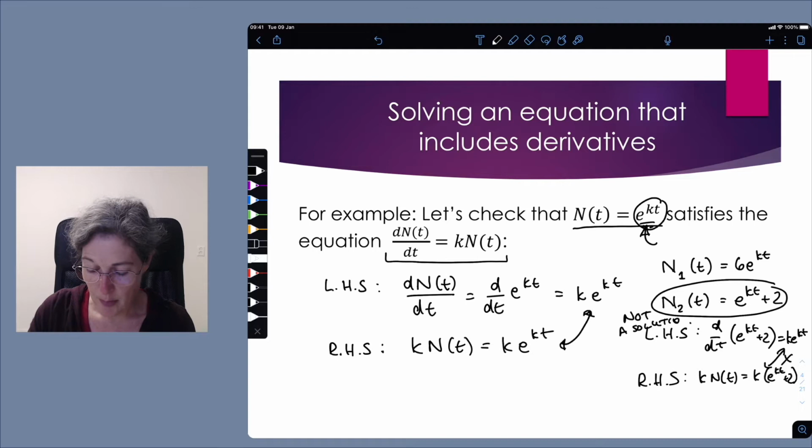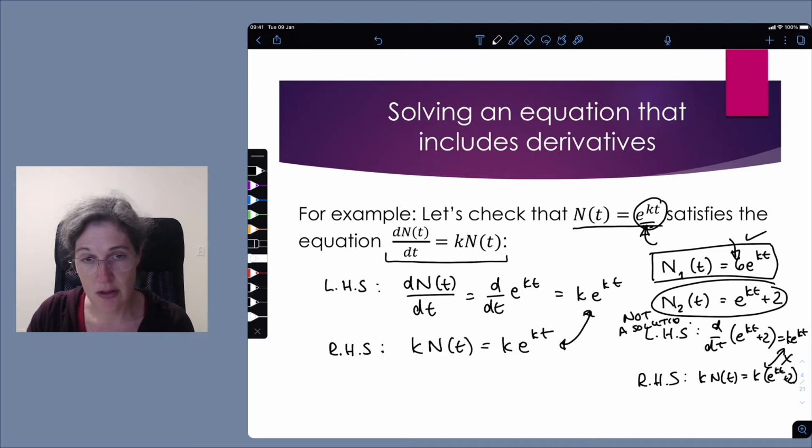Okay, but if you check, you'll find that that one is a solution. And you can guess that pretty much for any constant that you put in over there, you're going to get a solution. Okay, so you've seen an example of one that does work and one that doesn't work.